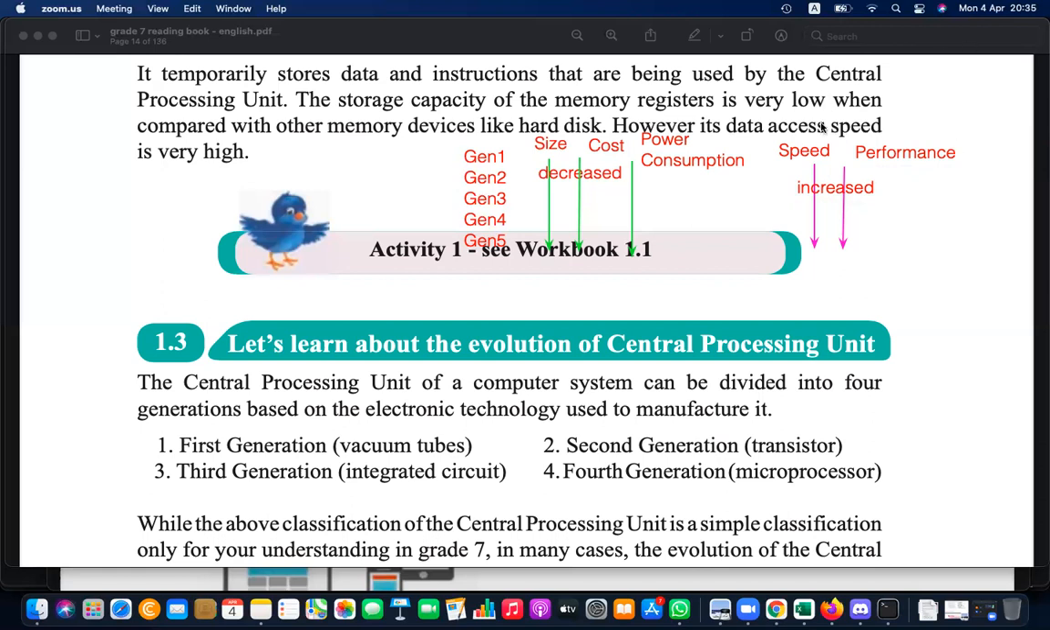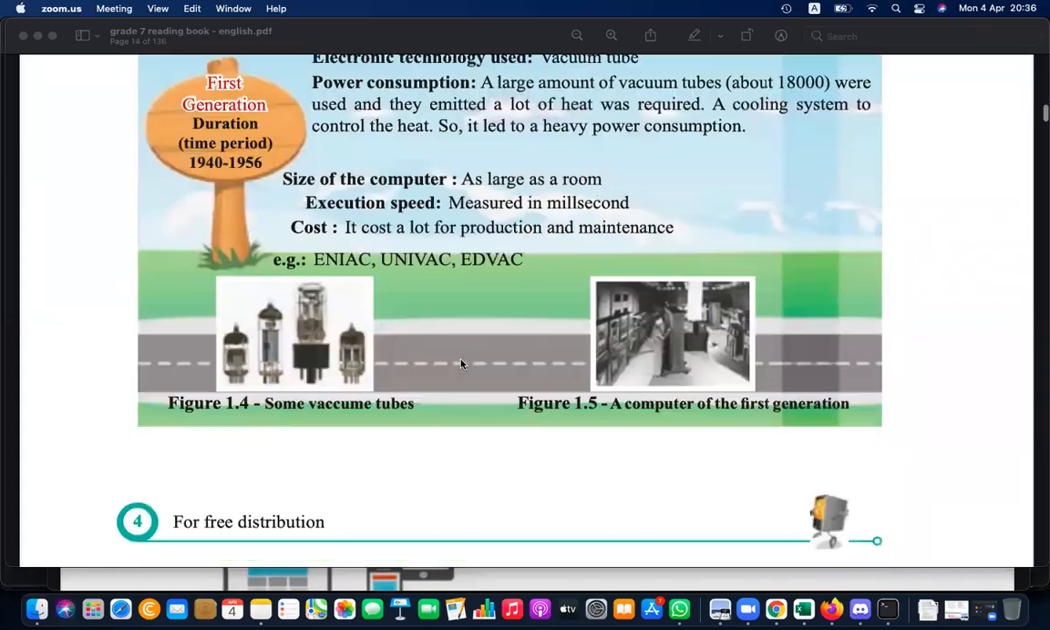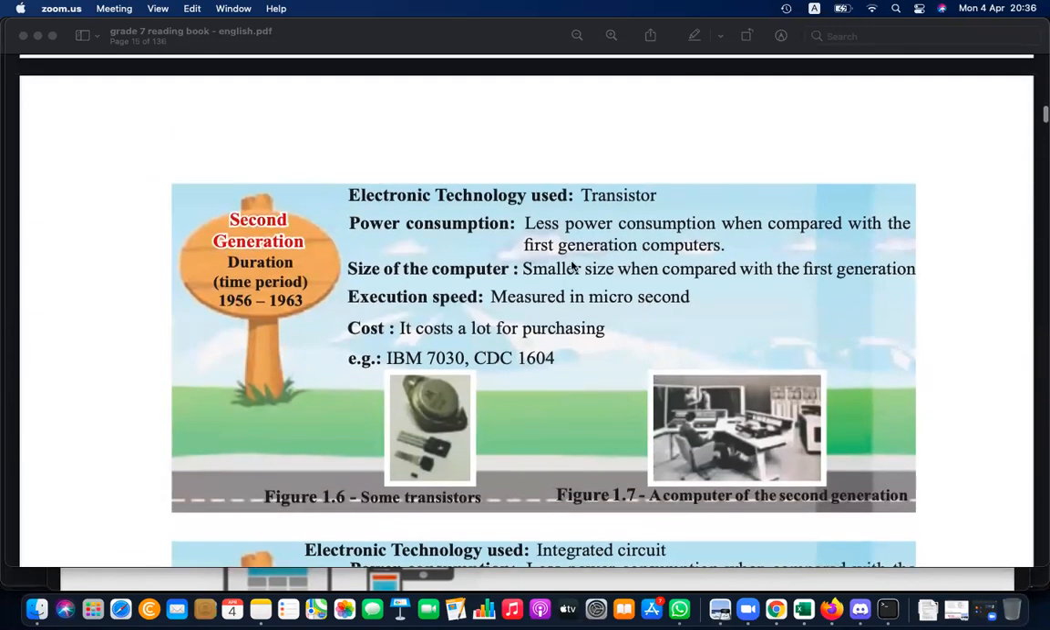Okay, let's see. In the first generation, power consumption was very, very high, size very large, and speed in milliseconds, which means somewhat slower. Then in the next generation, the speed was measured using microseconds, because when it is faster, the measurement unit needs to be smaller. Vacuum tubes had large power consumption, large size, and high cost. In the second generation, transistors were used, with lower power than the first generation, but it was also costly.